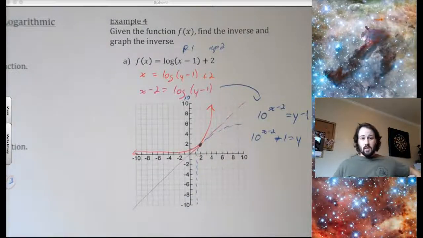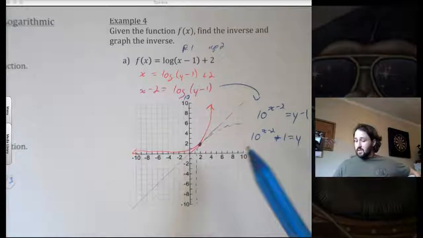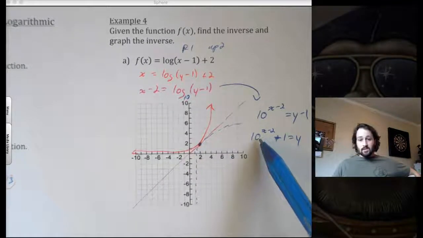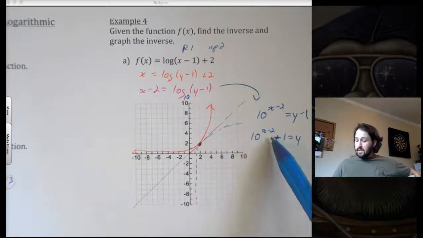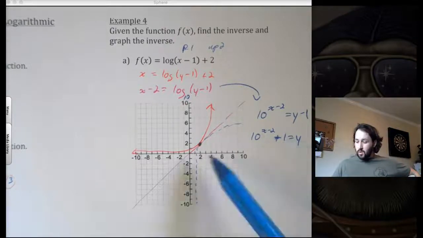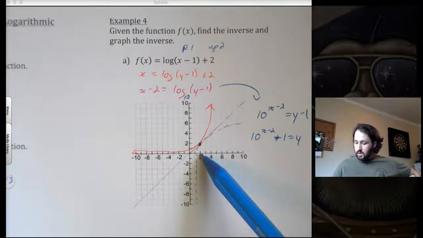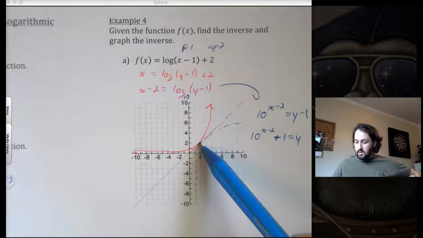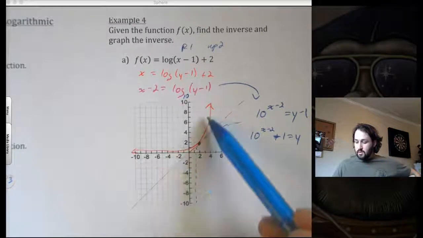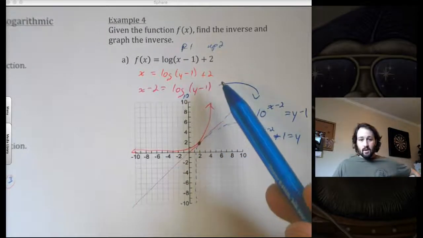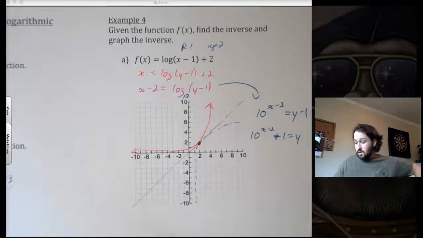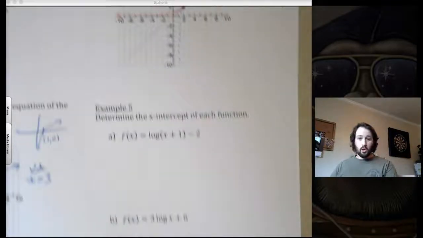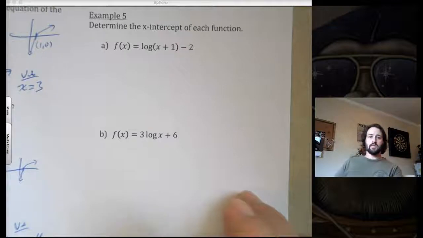There's my inverse function. So I have 10 to the x minus 2, so 10 to the x, which is an exponential function that is growing, has been moved right 2, up 1. So we can see it moved right 2, up 1. There was my intercept, and it's getting closer and closer as it goes out forever. Cool. There it is. Whoop. There it is. All right, determine the x-intercept of the function.